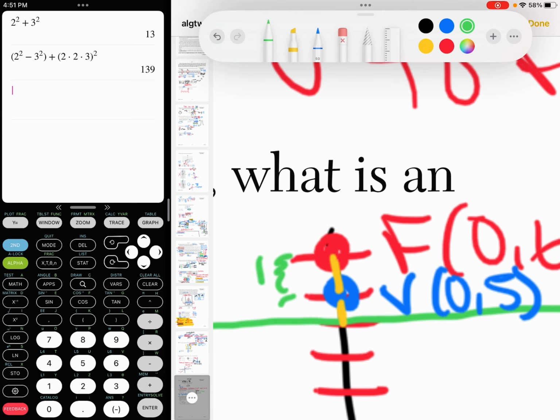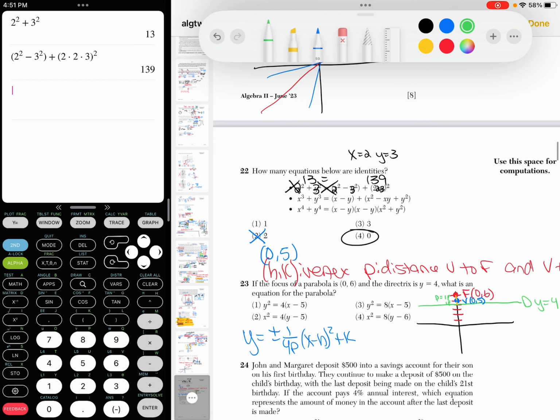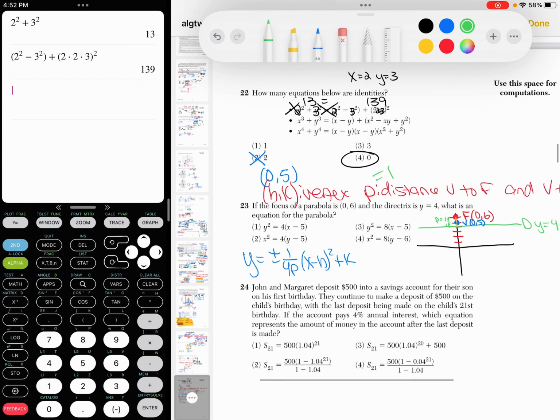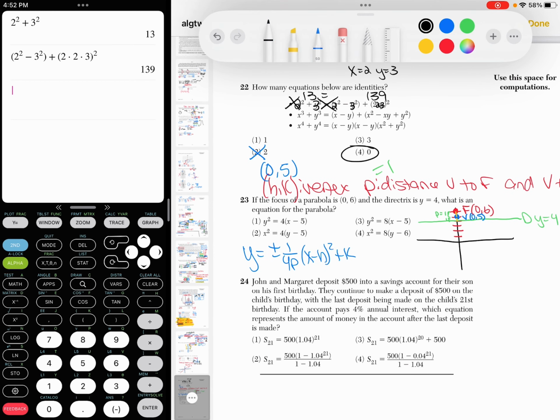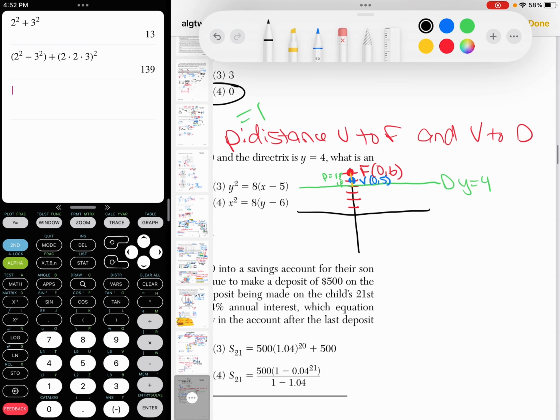The distance here is 1. The distance here is also 1. So that means that p is 1. Now, the other thing that you need to notice is whether it's positive or negative. For this one, or for any of them, your focus has to be inside of your parabola. So my parabola for this one is going to open upwards, which makes a happy face, which means it's going to be a positive parabola.